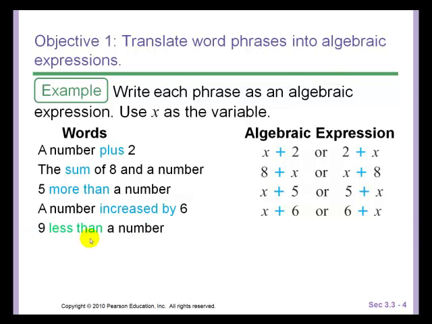9 less than a number. This "less than" means subtraction. Subtraction, as we know, order is very important. Subtraction is not commutative. So, it is very important. Is it 9 minus x or x minus 9? If you are not certain which one it is, pick a number to use as a sample.